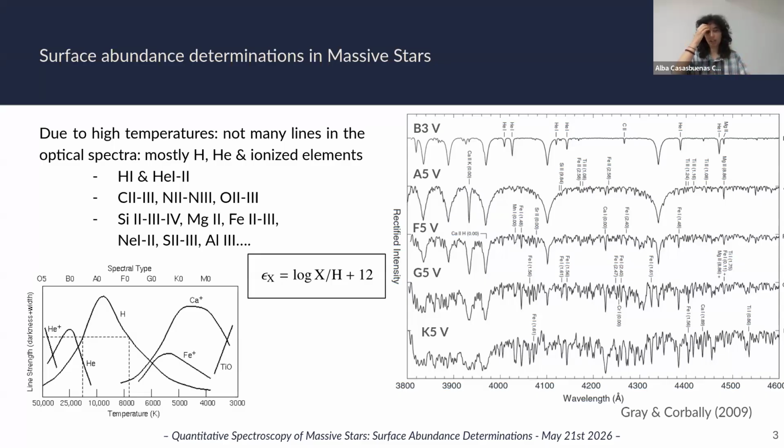These are going to be the elements that we can actually calculate the abundances of, which we do following this equation here, which is just the number fraction of atoms of one element with regards to the atoms of hydrogen in the star.